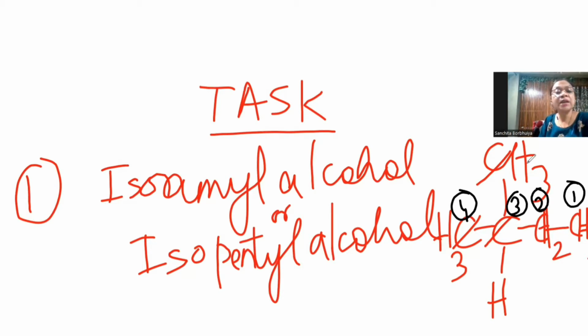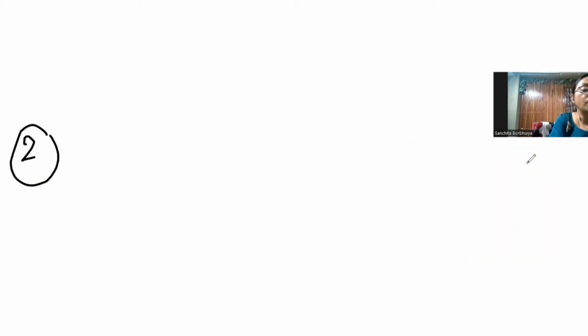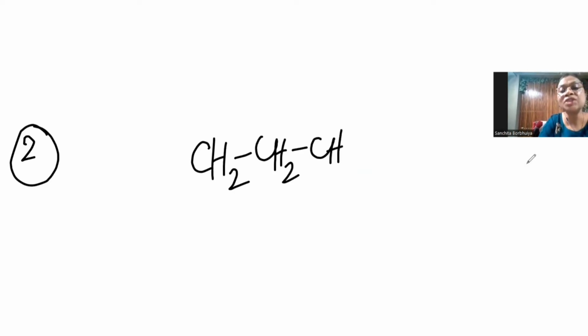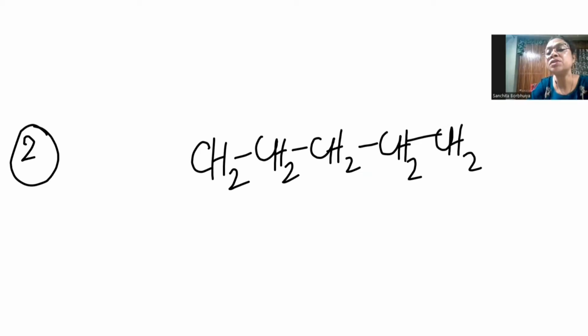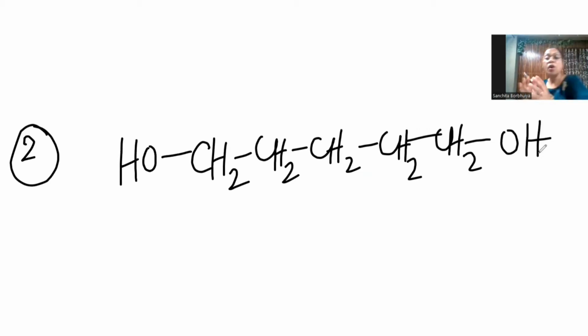The second task which I had given was to draw the structure of pentamethylene glycol. Pentamethylene means it should contain 5 CH2 groups attached back to back. So this is your pentamethylene, and the word glycol is commonly used for 2 OH groups. I have the terminals only, which should be occupied with the OH group. So this is the structure of pentamethylene glycol.